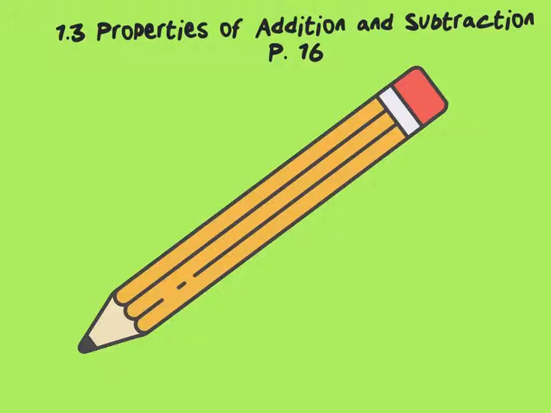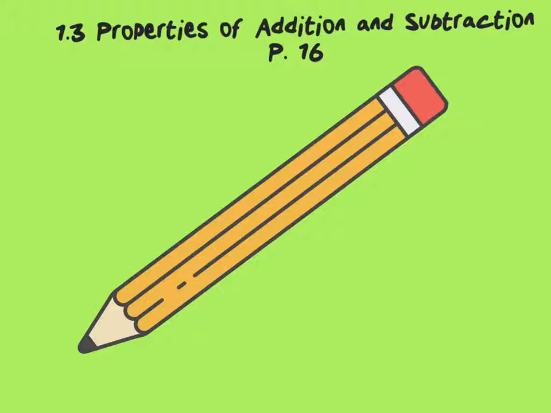Today, we're going to be covering lesson 1.3, Properties of Addition and Subtraction. This is on page 16 in your book. So get out your book, turn to page 16, get out your notebook, and we have a few things that we need to cover today.